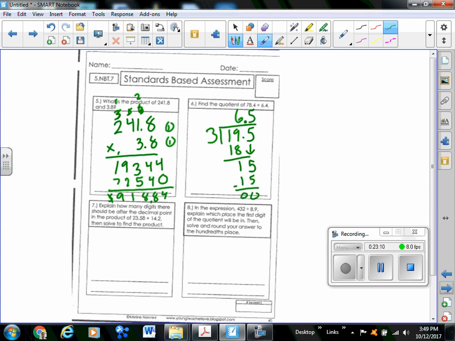All good. Explain how many digits there should be after the decimal point in the product. So if we wanted to know how many digits there should be after the decimal point in the product for number 7, we got 2 here and 1 here, so there should be 3 digits. And then if you do all of your multiplication, you should get 334 and 836 thousandths as your answer to that.